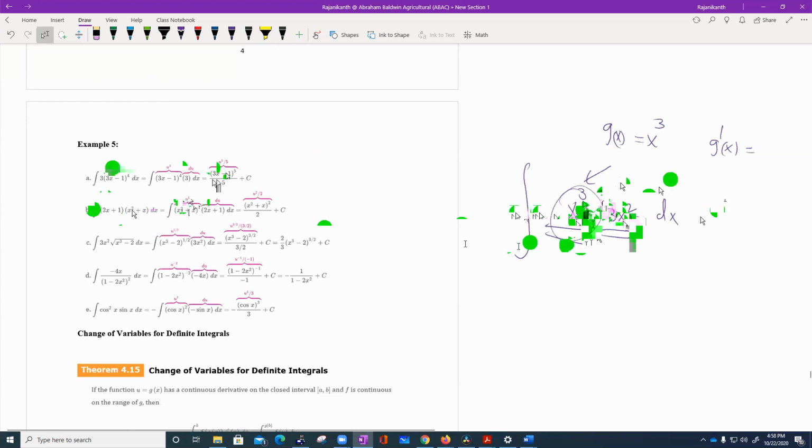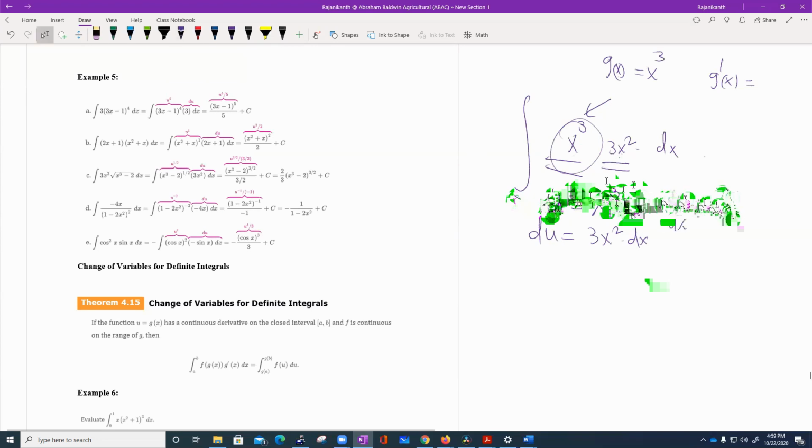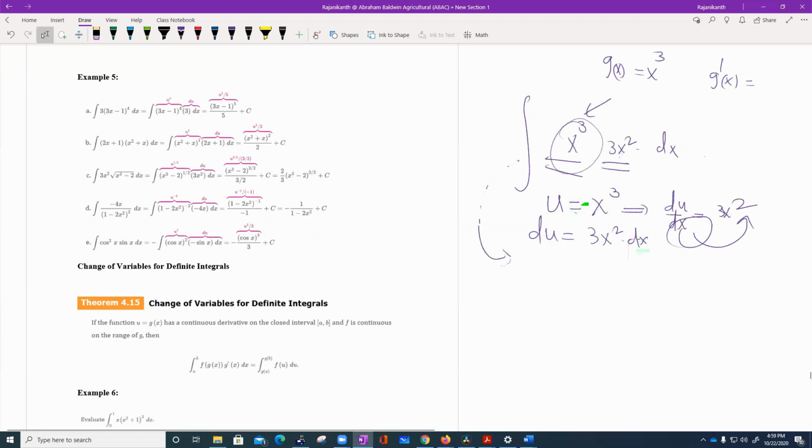What is the technique? The technique says, hey, keep u as that g. Then find the du. If u is x cubed, what is du? Simply find the derivative of x cubed, which is 3x squared, right? Simply I'm finding the derivative on both sides with respect to x. If u is x cubed, then what is du over dx? The derivative with respect to x, which is 3x squared, right? Then if you move dx to that side, you will get du is 3x squared dx. What is my task here? My task is to change the variable. I'm going to change the original variable x to the new variable u, which is called the change of variable technique. Okay.